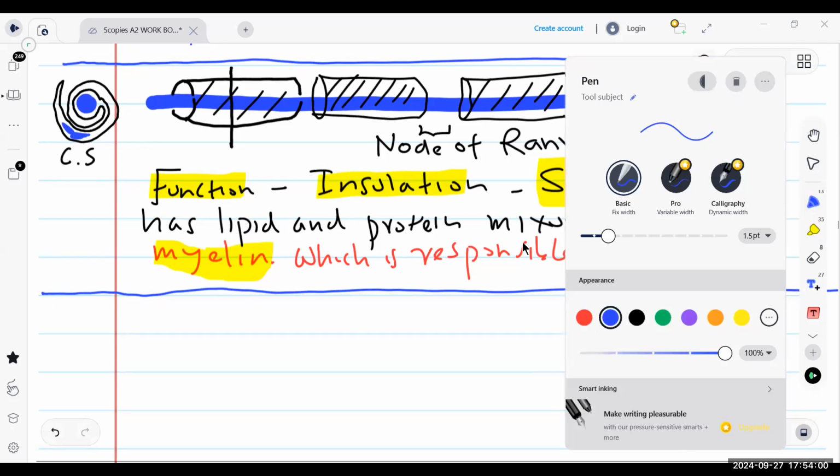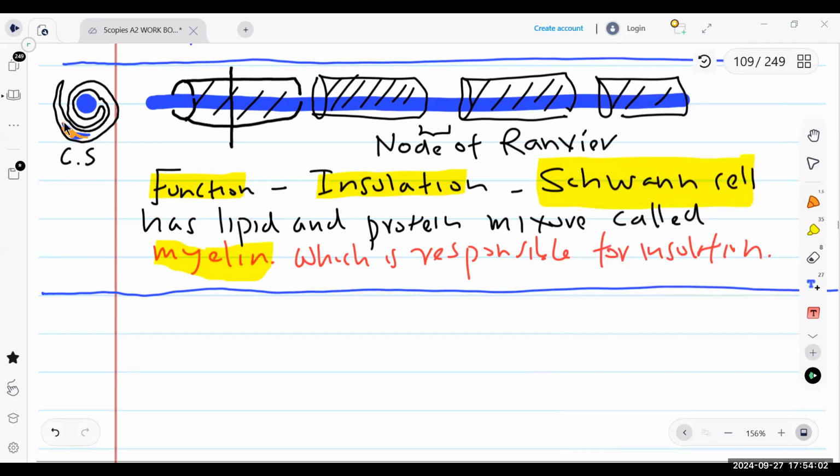If I still want to show the myelin, then I can color the inside of the cells, and these are myelin. This blue color one is the axon. The gap is the node of Ranvier.